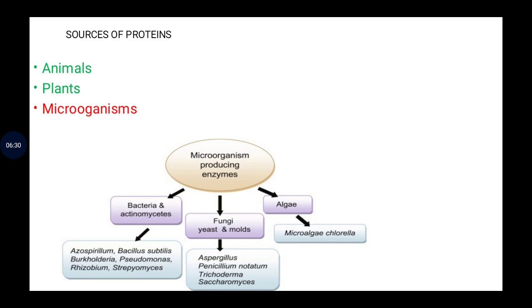We have bacteria, fungi, yeast, and mold, and the last one is algae. But remember that fungi and algae are eukaryotic unicellular organisms, but bacteria are prokaryotic unicellular organisms. But you know that prokaryotic unicellular organisms are much simpler to deal with, and at the same time they also have a shorter generation time.